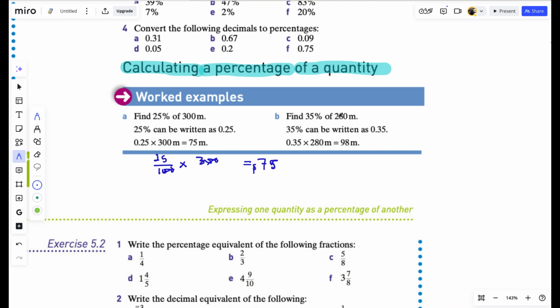35% of 280 is the same thing. Either you change to decimal, so you say 35 over 100, which gives you 0.35, then 0.35 multiplied by 280. You get the answer straight away. Or you do as we did just now: 35 over 100 times 280. Whichever way you follow, either you change it to decimal or you do it in fractional form, you get the answer straight away. You get 98. Is that okay?